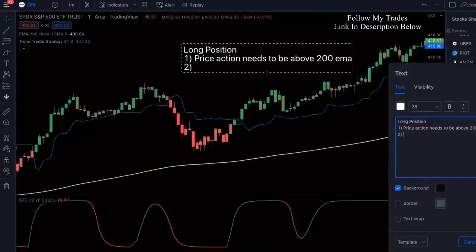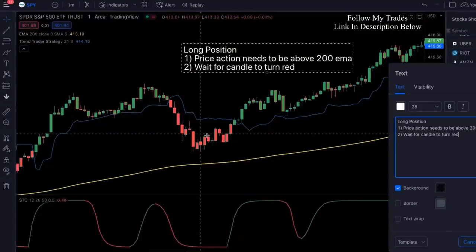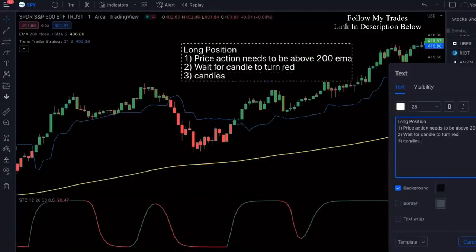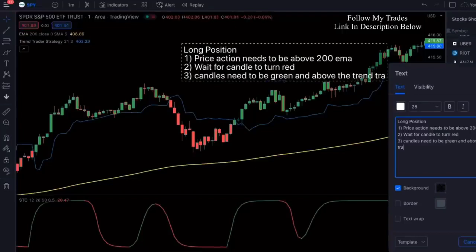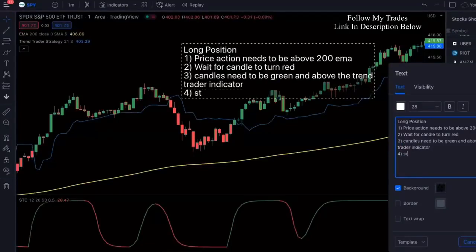Second rule, you're going to wait for a dip and for the candles to turn red. So you're going to wait for the candles to turn red, and then you're going to wait for them to turn green again. Okay. When you're going to enter, the candle needs to be green and above the trend trader indicator. And then the fourth rule is the STC needs to be green.